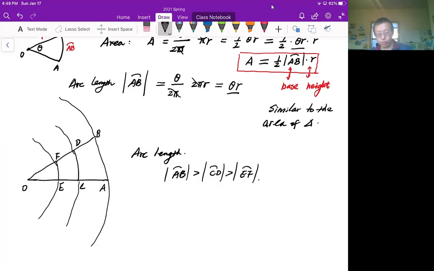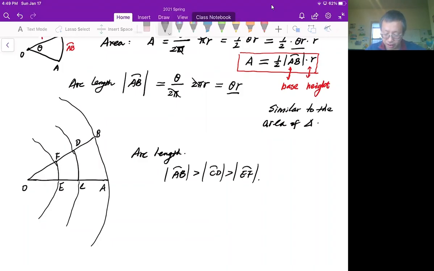So if I don't care about the arc length, I just want to see the angle change. If I want to walk from A to B, how much did the angle change? And from C to D? And from E to F? They are actually the same. Does it make sense?